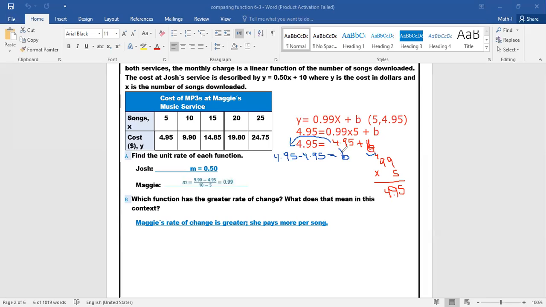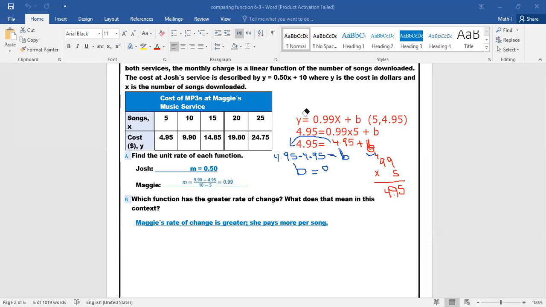The answer will be how many? 4.95 minus 4.95 is 0. So b equals how many? 0. Then now, what is the equation or the function for Maggie's? If I want to write the function for Maggie, it will be what?